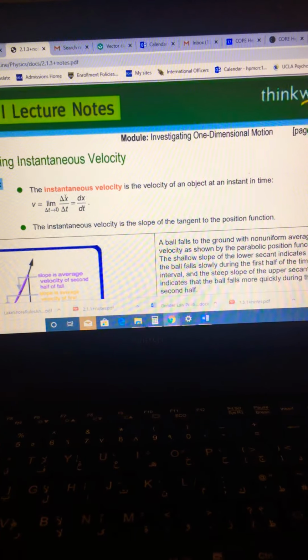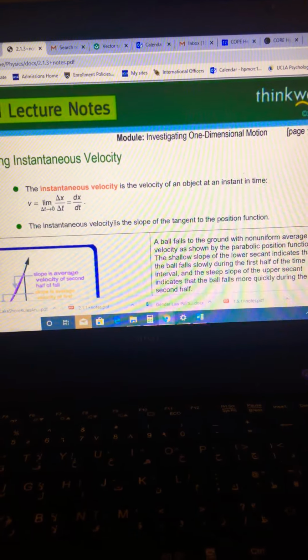So for example, we have a velocity as a limit. We have the change in time approaching zero. So we have the displacement divided by the change in time. So we have dx over dt. So that's the first derivative.